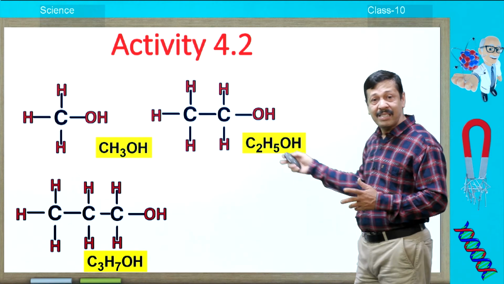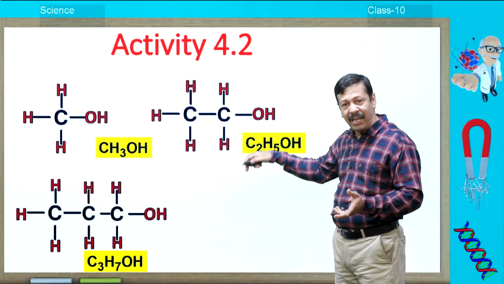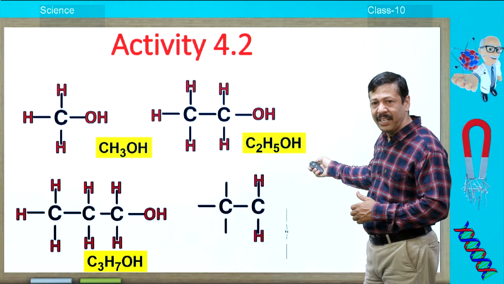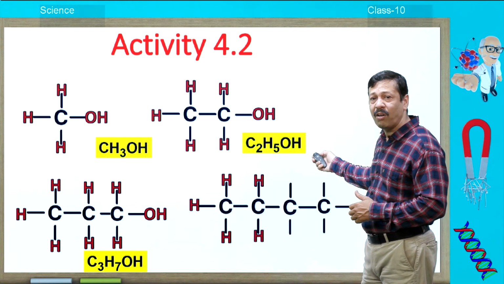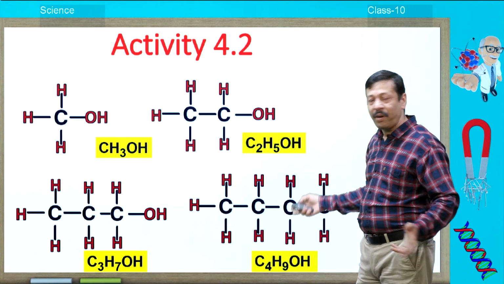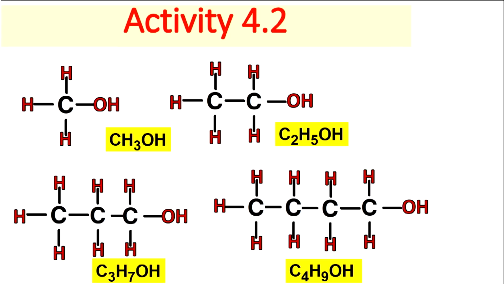Now see here, this is propanol, C3H7OH, right? The next one you are seeing here is butanol, C4H9OH. Between each member, there is a CH2 unit difference, in the sense they are constituting a homologous series, right? All have the same functional group OH, hence they are alcohols.